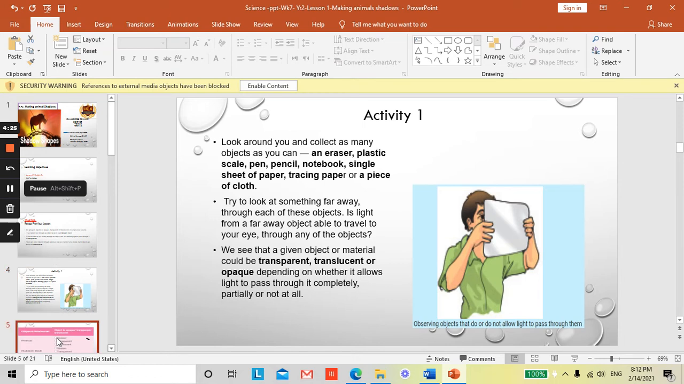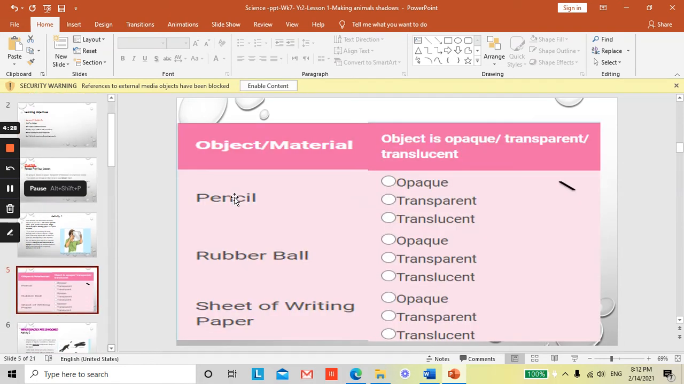Let's move to the next one. We have examples of materials here. Pencil, rubber ball, this is eraser, or sheet of writing paper. So we are going to look if it's transparent, translucent, or opaque material. So let's look at the pencil. Is it opaque? Is it transparent? Or is it translucent?